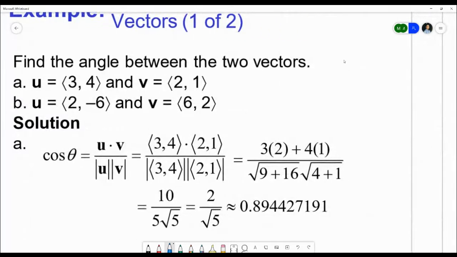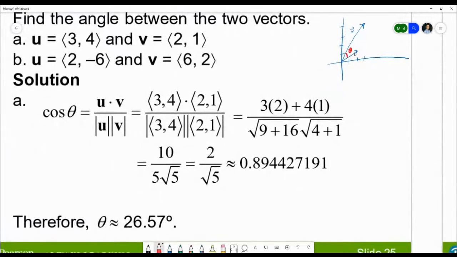So when we have 3, 4, that's our first vector, u, and then we have 2, 1. Now we can find out the angle, which is theta, in between these two. So when we do this, by using the formula here, using the dot product divided by the magnitude of each.